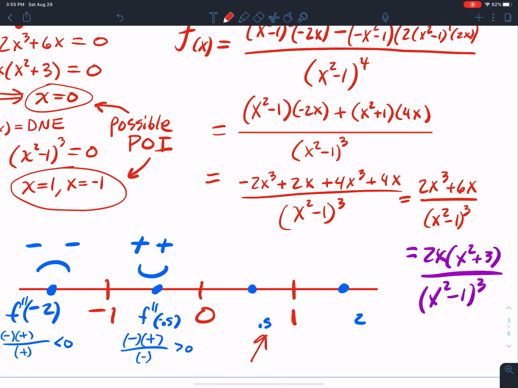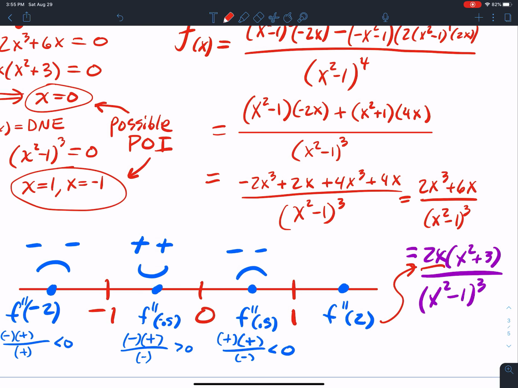Now, here, what's going on? I plug in 0.5, a positive, and then once again, I still have a negative. So positive divided by a negative is a negative number. So that's negative on this interval, concave down. Last one, I plug a 2 in to my derivative, and if I do a positive and a positive, that makes a positive. Positive squared plus 3 is positive. And then 2 squared is 4 minus 1 is 3, and 3 cubed is positive. So that's positive all the way around.